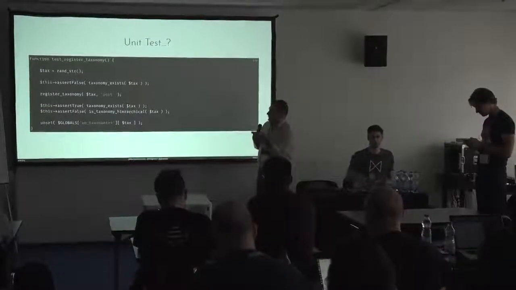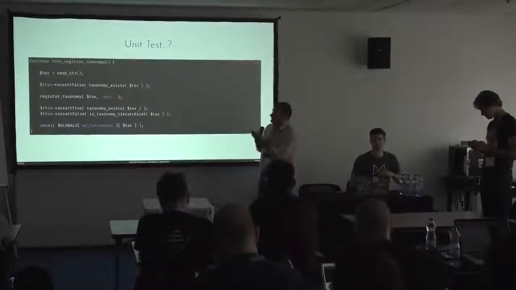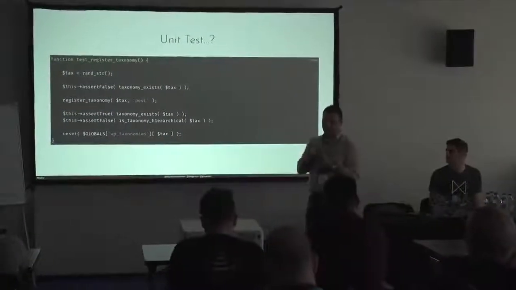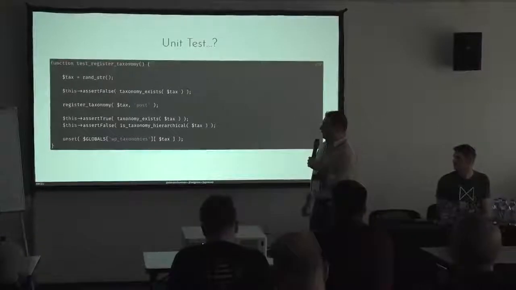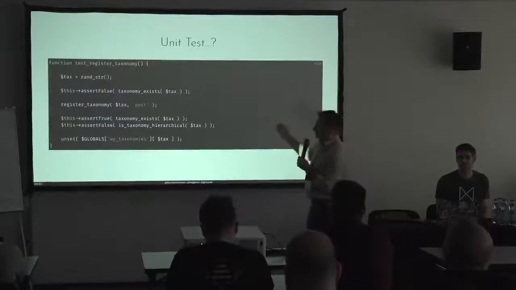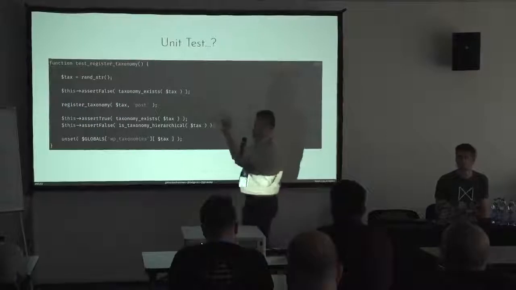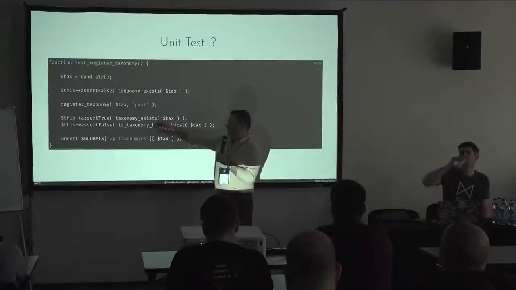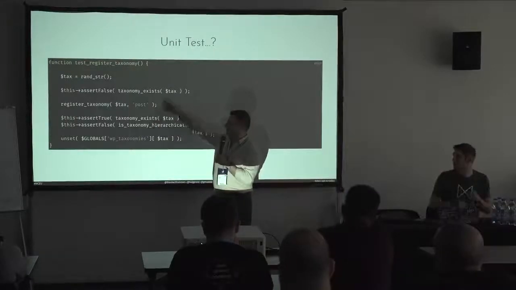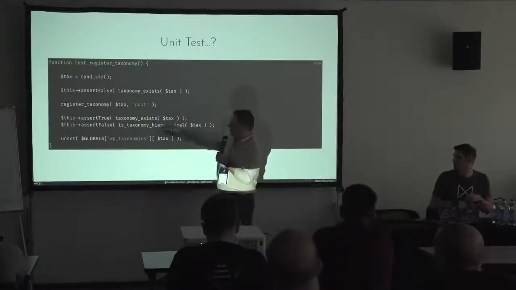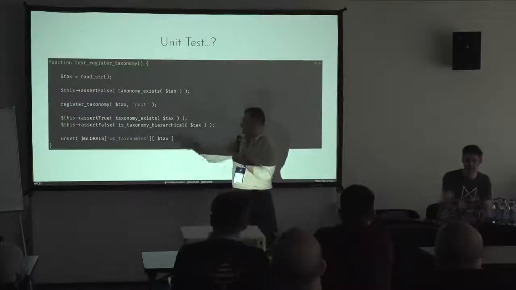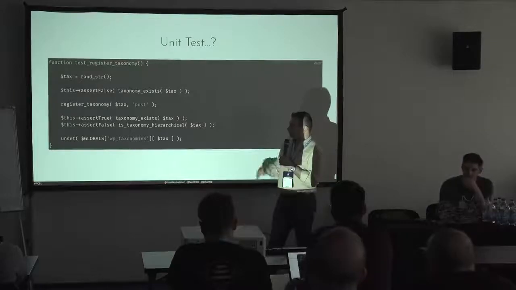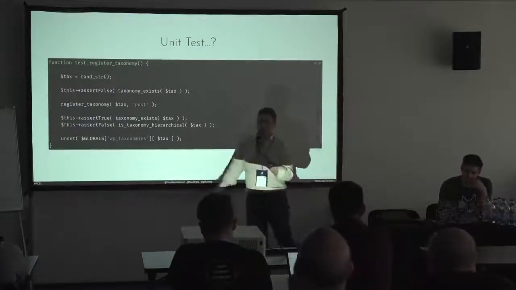So take this example. You will get confident with the syntax if you are not already. We are testing a lot of things. Basically this is WordPress code, I hope you are familiar with that. We are testing that a taxonomy exists, a taxonomy which is a random string. We are testing that this taxonomy is hierarchical, and we are also doing some global manipulation.